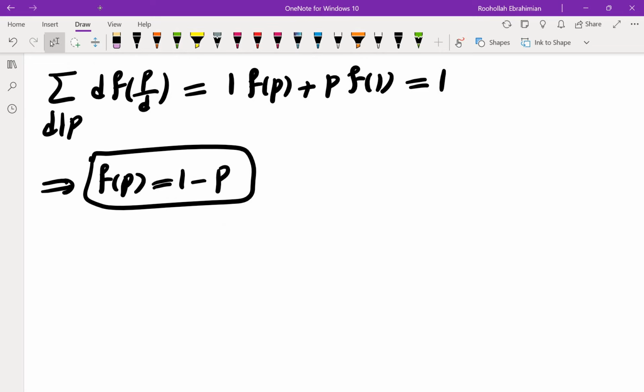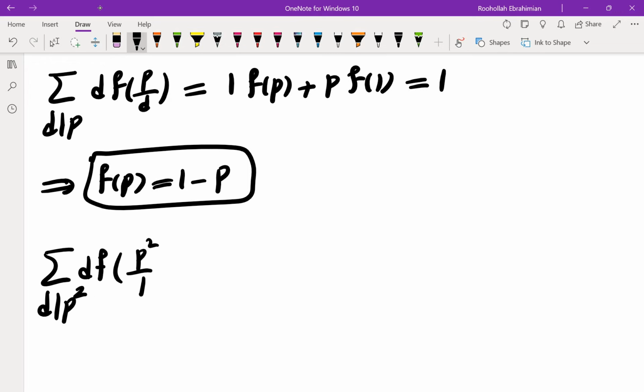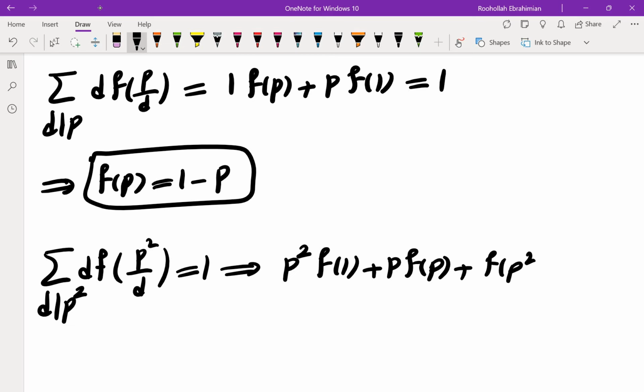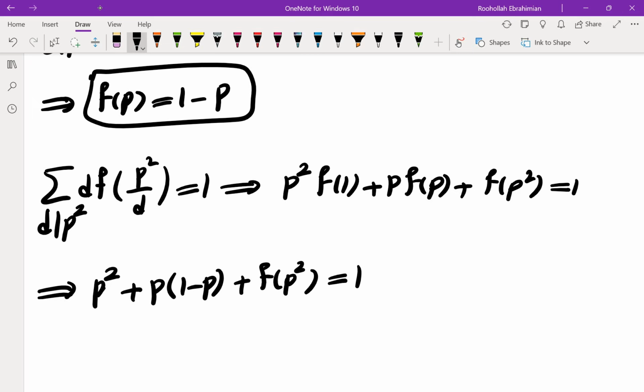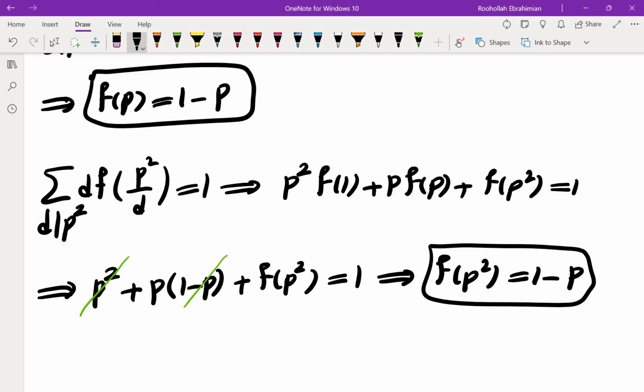Let's look at a prime squared. We get the sum over divisors d of p squared of d times f(p squared over d). This is 1. That gives you p squared f(1), p f(p), and f(p squared). That's 1. We substitute: p squared plus p times (1 minus p) plus f(p squared) is equal to 1. If we simplify that, we get f(p squared) equals 1 minus p, because the p squared terms cancel. So f(p squared) is also 1 minus p. So now we know f(17 squared).